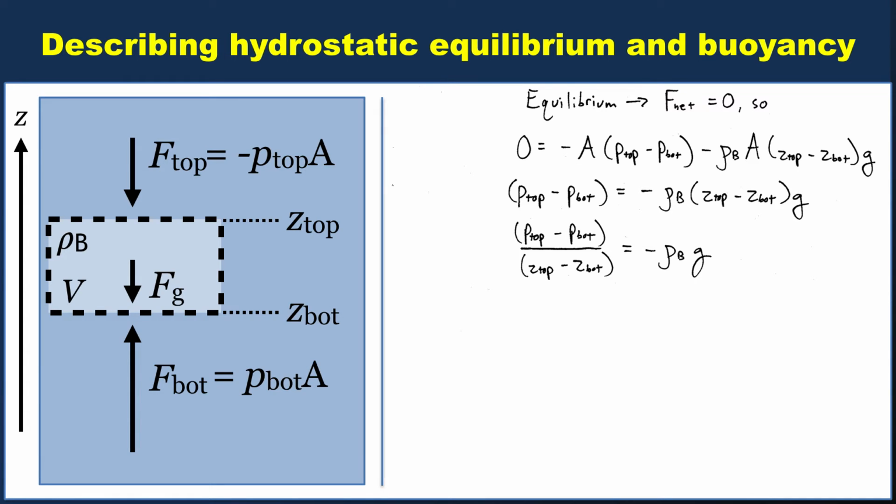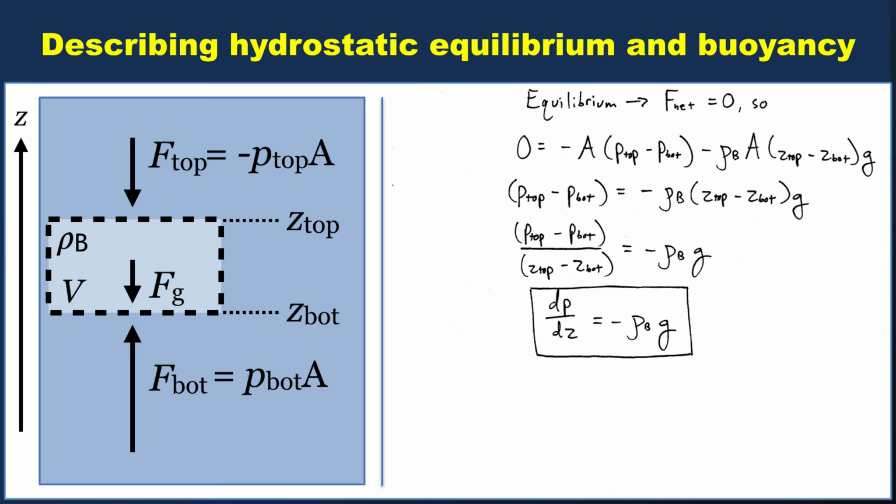Let's consider the case where this becomes an infinitesimal positional difference, so that z top is very, very close to z bottom and their difference is very small. Well, we can rewrite the left-hand side as the derivative dp/dz. And that's the full expression for hydrostatic equilibrium. So for a system in hydrostatic equilibrium, this equation should hold at any location in the system.